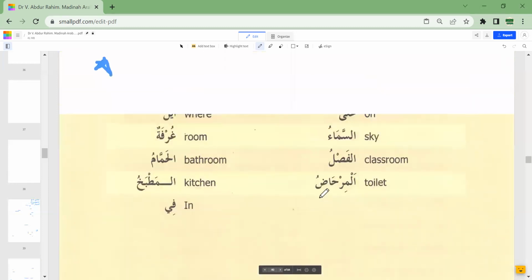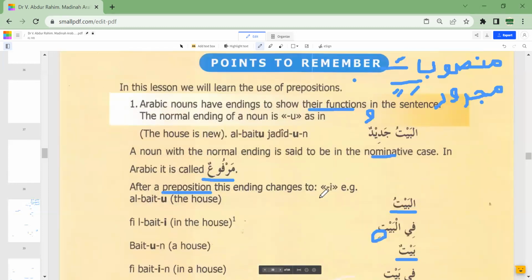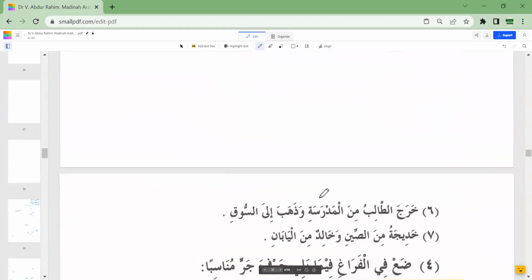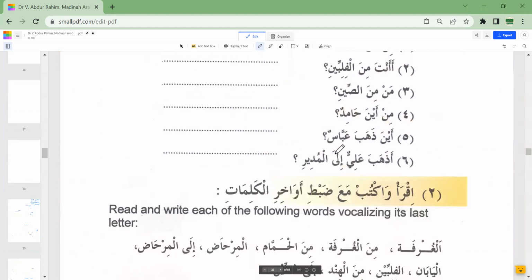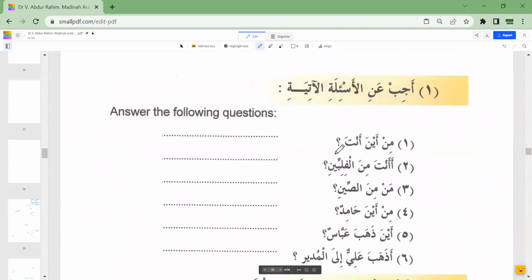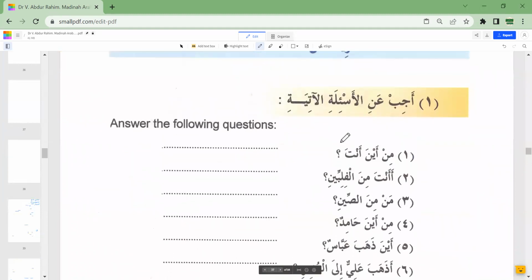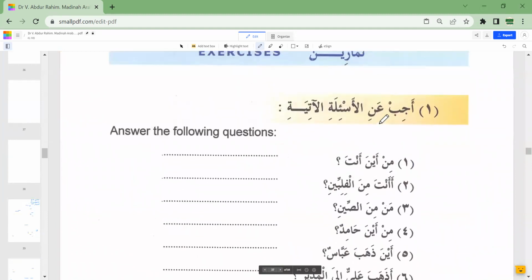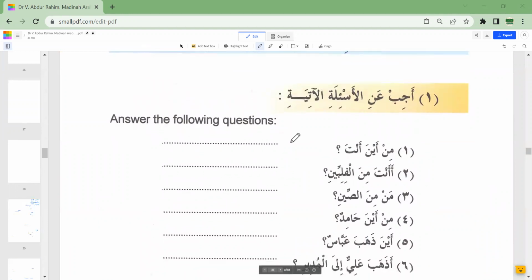Okay, so that was all about lesson number 4. So we'll quickly go through the exercises. I know you know most of this, so we can do it very quickly then. So we left off here last time. Answer the following questions. Go ahead, Sister Gulsa. Would you like to do this one?